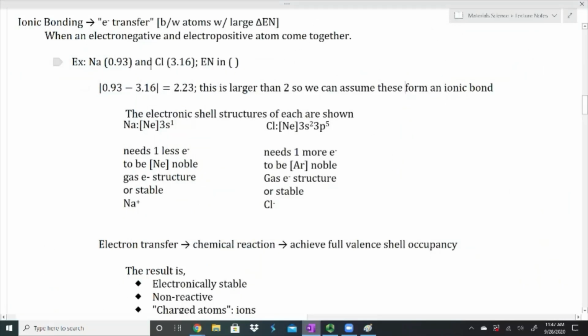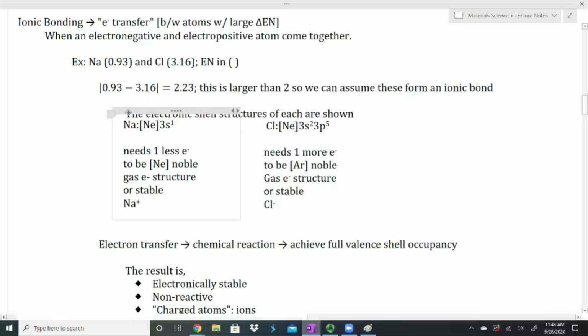There are some equations that you can use. What I've done here is I've just said, if you take the two electronegativities and take the absolute value of them, so we don't have to worry about order here, we can see the difference between these. And the difference between sodium and chlorine is larger than 2. We can assume that this forms a strong ionic bond. What we want to do is look at the electronic shell structure of each of these so that we can better understand it.